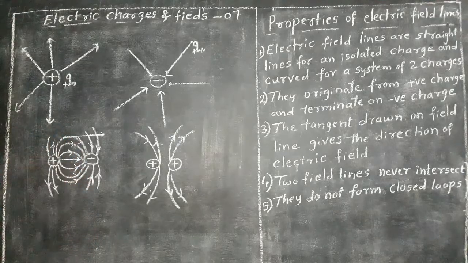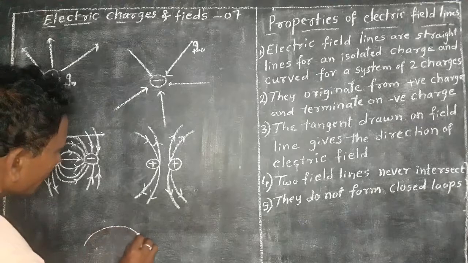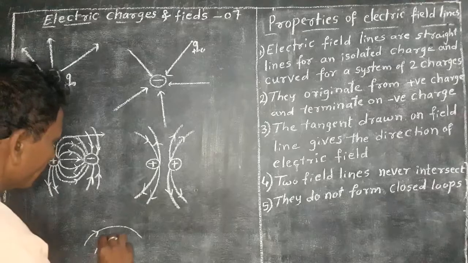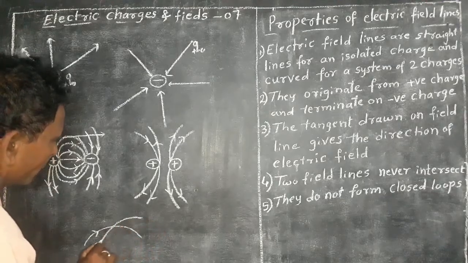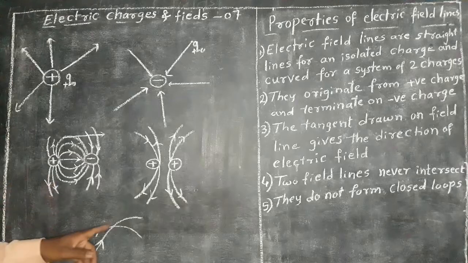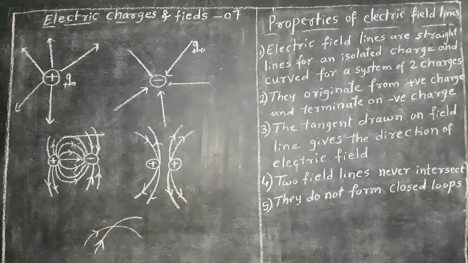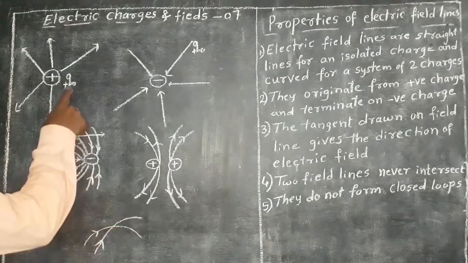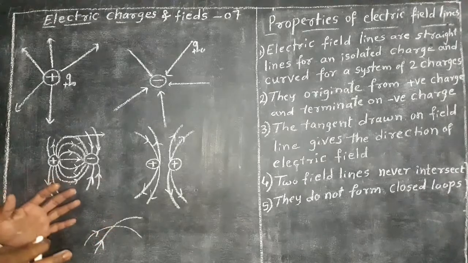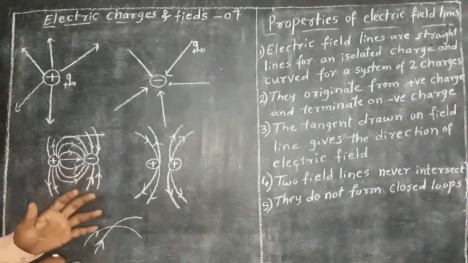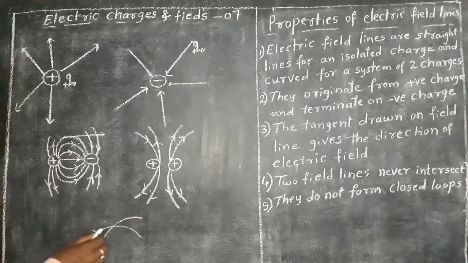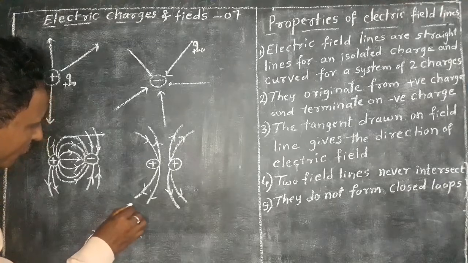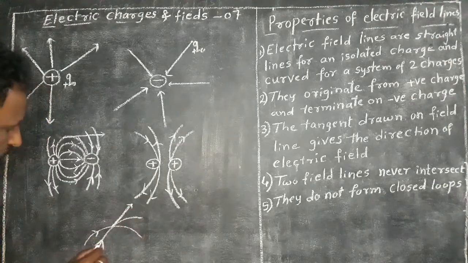never intersect. That means, consider this is a field line and another field line. But field lines never intersect because at the point of intersection, if a test charge is placed, it has to move along two directions simultaneously and it is impossible. Draw a tangent from this point, it gives the direction of electric field due to this line.